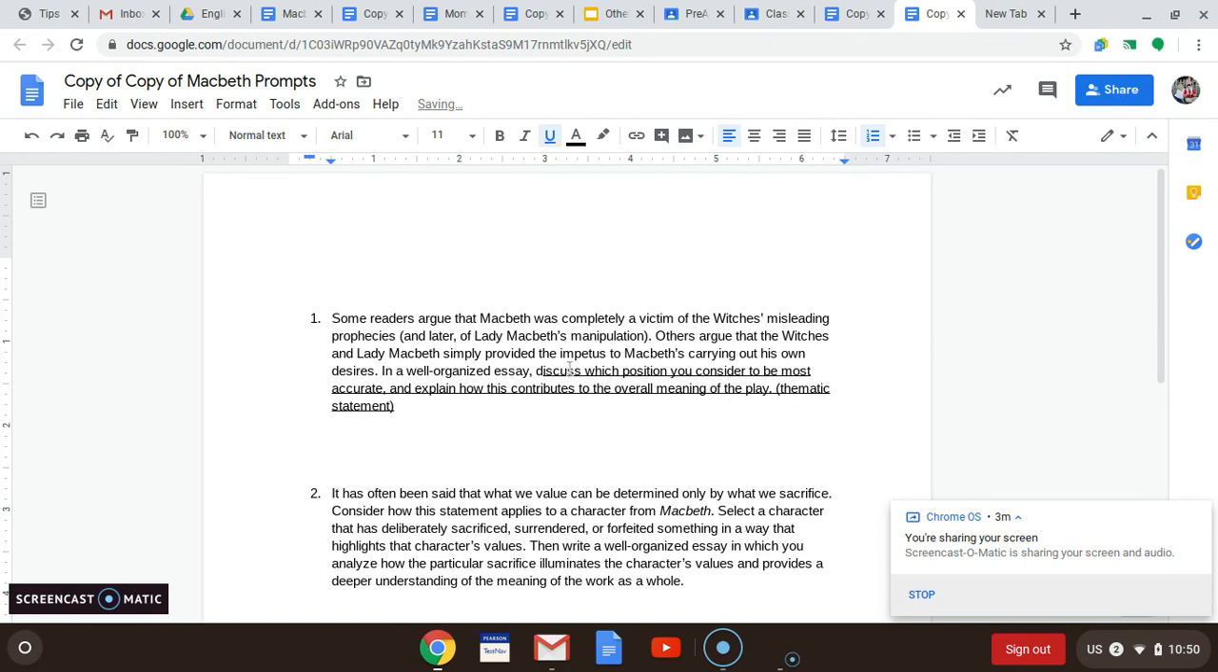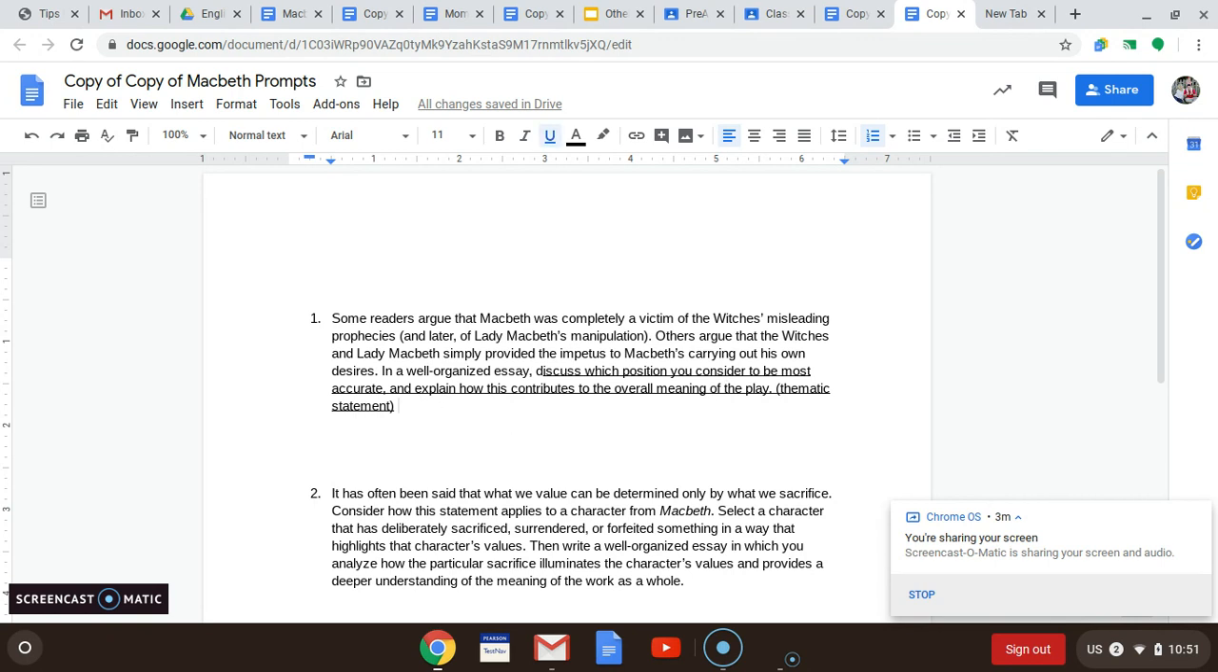Okay, so I need to be able to explain either how Macbeth was completely a victim of the witch's misleadings and also Lady Macbeth's manipulation, or how Macbeth was responsible for carrying out his own desires. And they just kind of gave him momentum to do so. So basically, you're blaming somebody. Was it the witches and Lady Macbeth, or was it Macbeth?